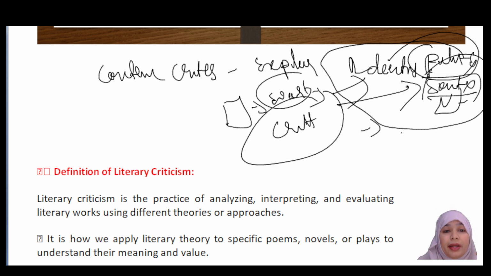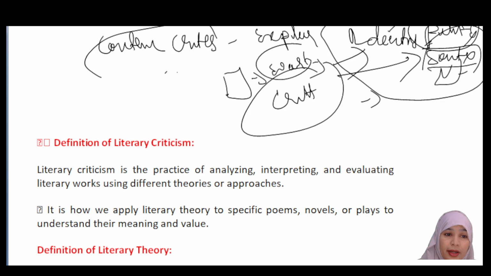Getting my point? Criticism means each era, every writer, they have given their own rules by criticizing a particular work. This is what we call criticism.